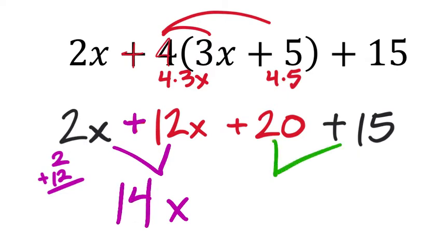And then the constants, 20 and 15. So that's 20 plus 15. Again, it's plus because of the plus sign in front of the 15 there. That's going to be positive 35.